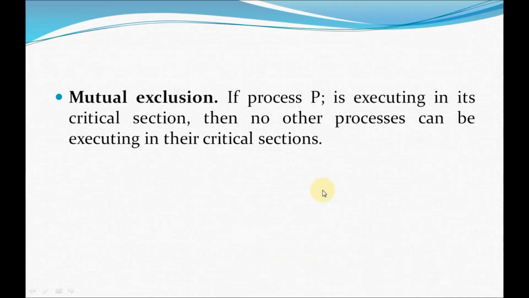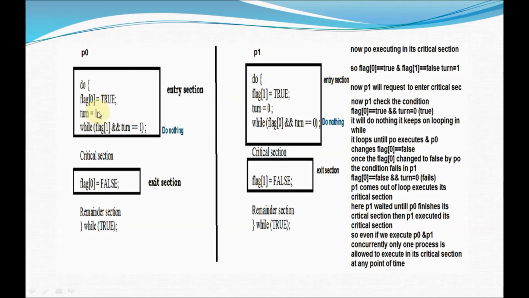Now see here, mutual exclusion. Mutual exclusion means if process P is executing in its critical section, no other process can be executing in their critical section. You have seen that in the previous slides, right? So while P0 is executing, P1 is not allowed. Even if it requests, it is not allowed. Once P0 has completed its critical section execution, only then is P1 allowed to execute in its critical section. Anyway, we will see it once. So see here.